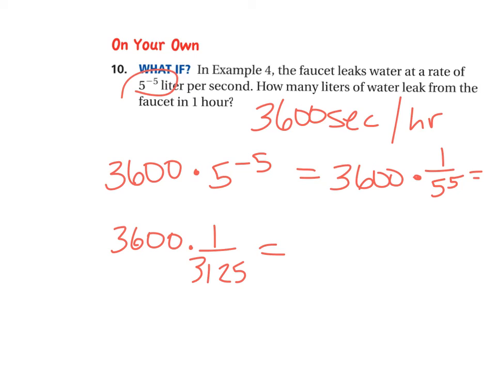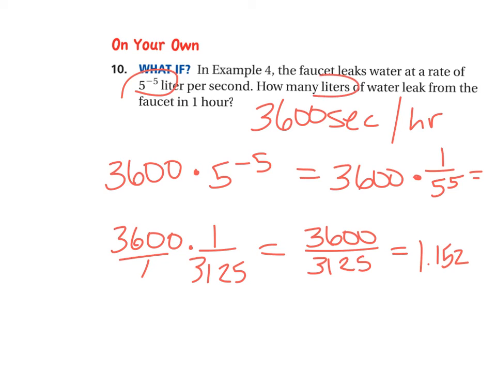So then I simplify this. Remember, this becomes over an imaginary 1, and you multiply straight across. You get 3,600 over 3125. So then you do 3,600 divided by 3125. And you can either put it as a fraction or a decimal. In this case, I'm putting a decimal. 1.152. It's a word problem, so make sure you label it liters. So this faucet's leaking more at 1.152 liters per hour.